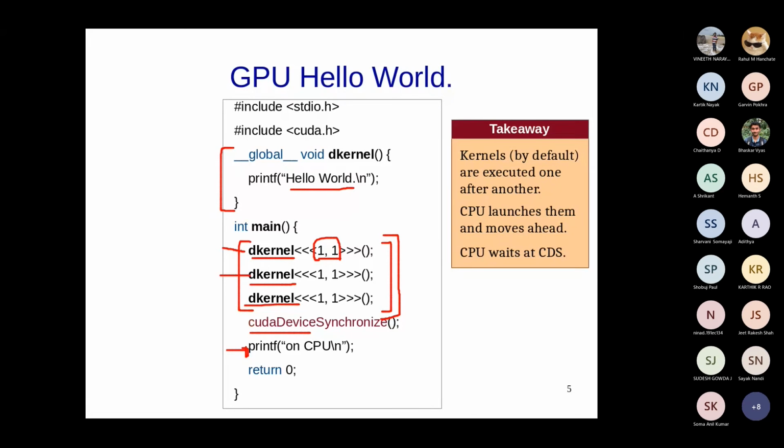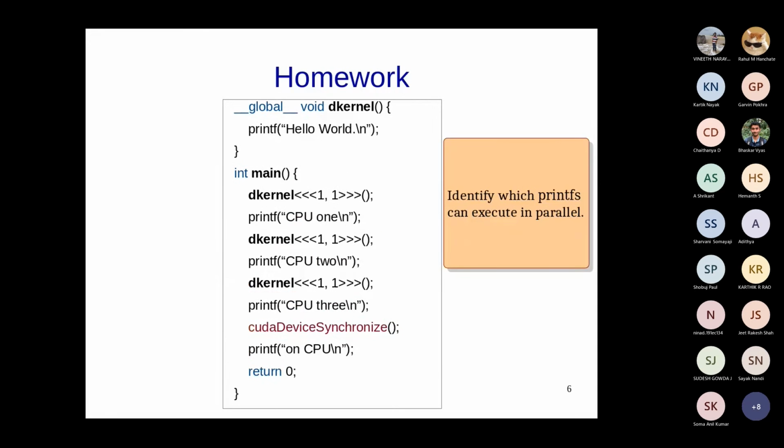Okay, so I'm going to then probably ask you to tell me what printfs can execute in parallel. So again, our GPU function is going to get launched by a single thread, again three times, 1, 2, and 3. In between, I have added CPU 1, CPU 2, CPU 3, then CDS, and then on CPU. So you have to tell me which printfs are going to execute in parallel. Anyone?